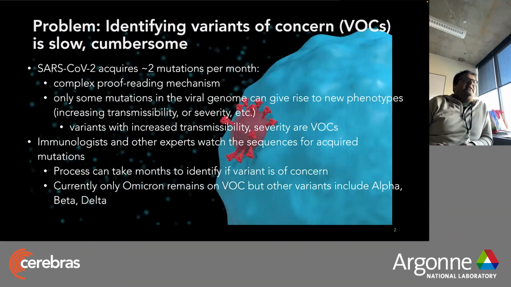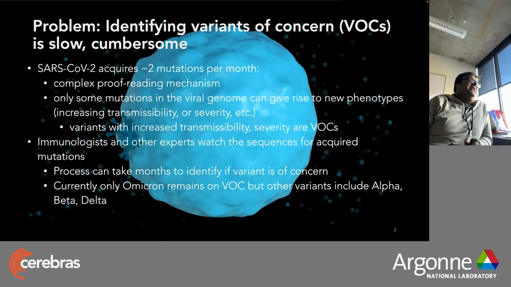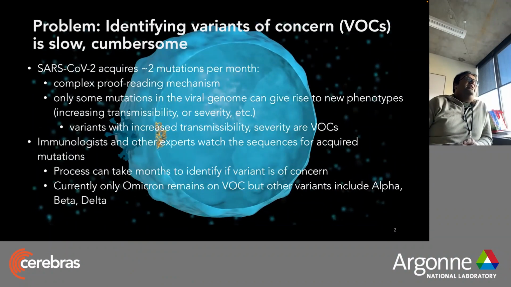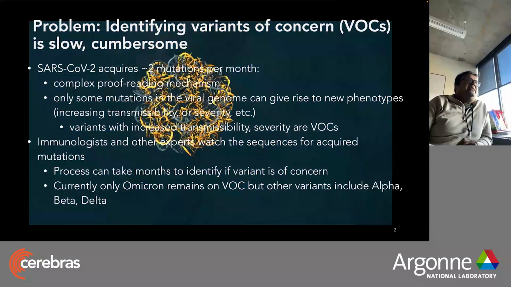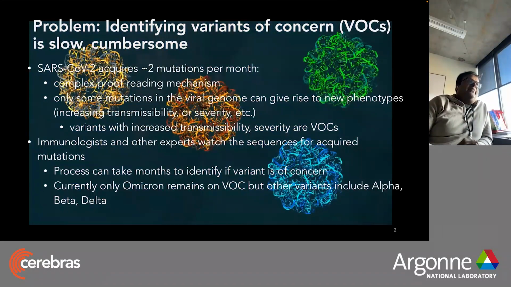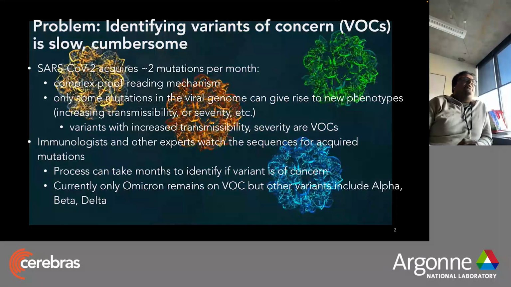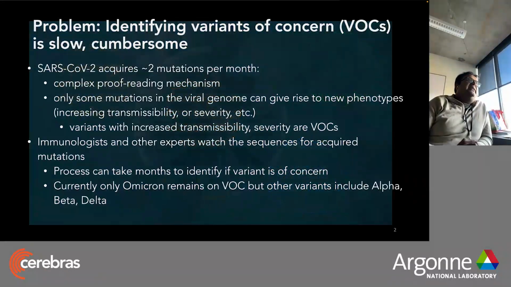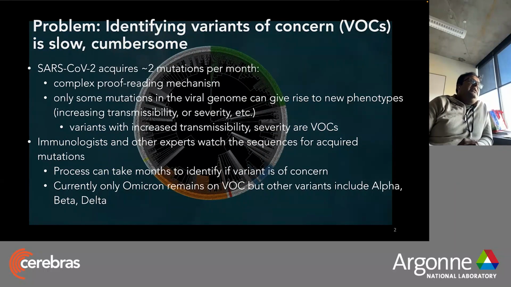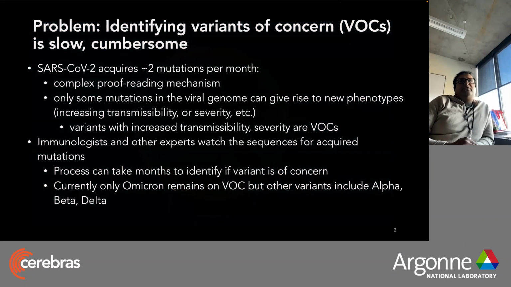This is a very high-fidelity virus, in the sense that it acquires about 2 mutations per month, because it has complex proofreading mechanisms. Only some mutations in the viral genome can give rise to new phenotypes that cause increased transmissibility or severity. The variants with increased transmissibility and severity are the ones we usually call variants of concern, because these are the ones you need to be worried about. This usually takes anywhere between 4 to 6 months to check out, because there's quite a bit of analysis that needs to be done.